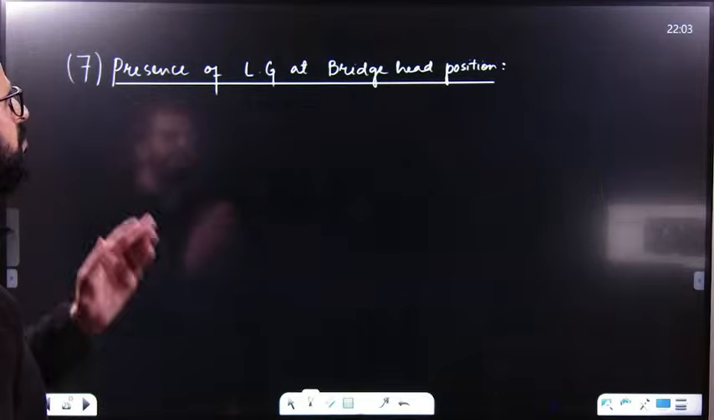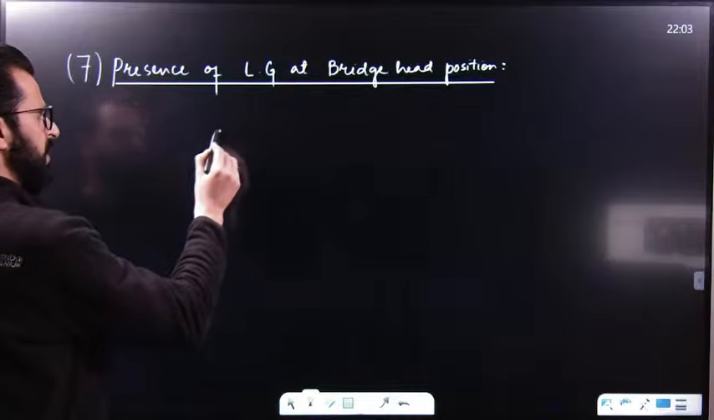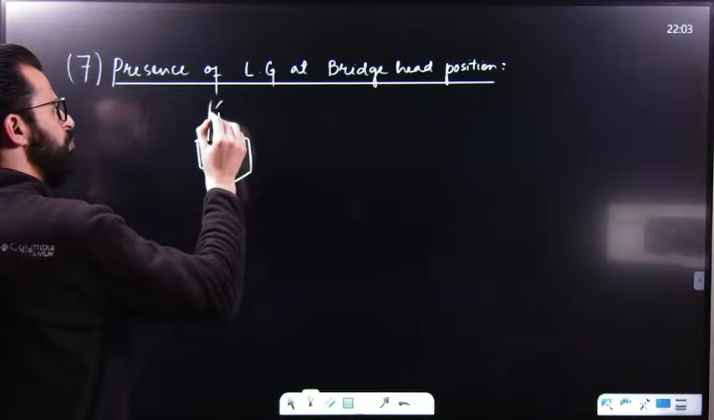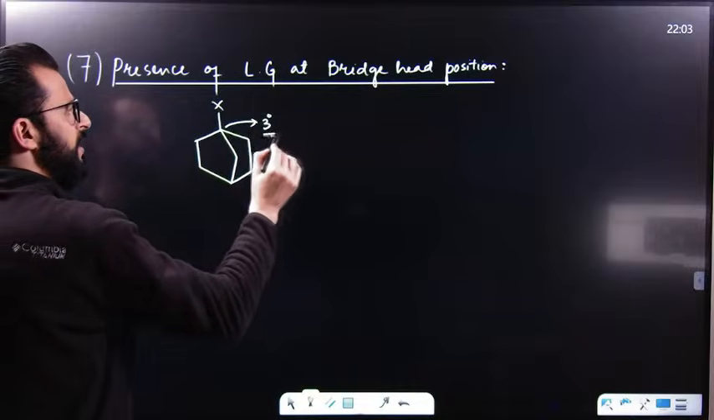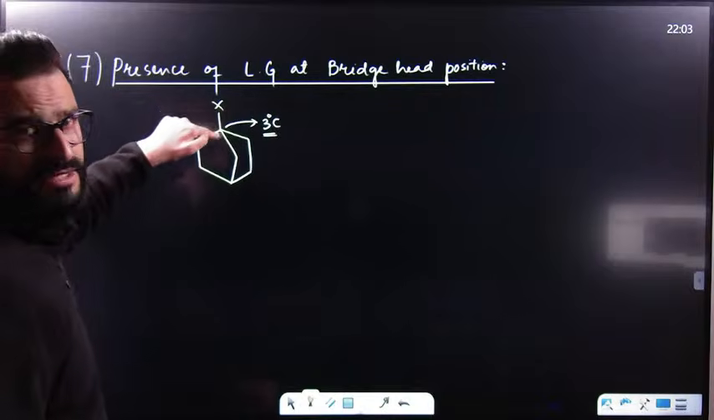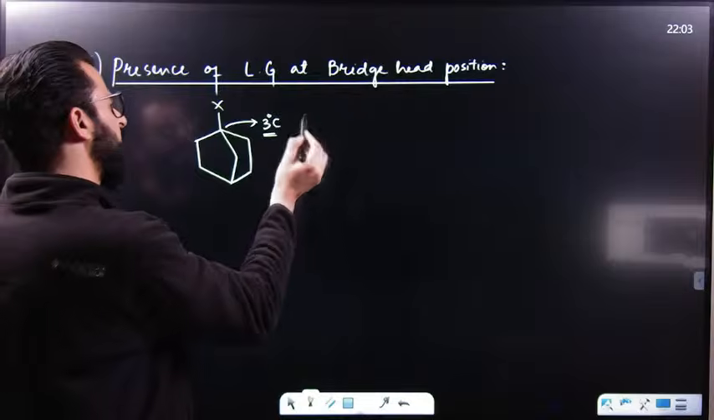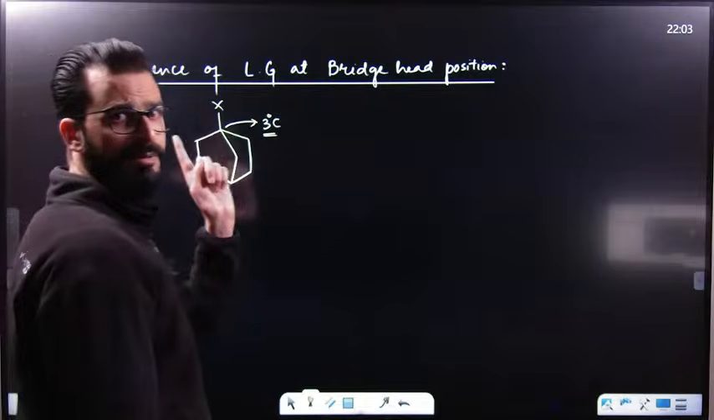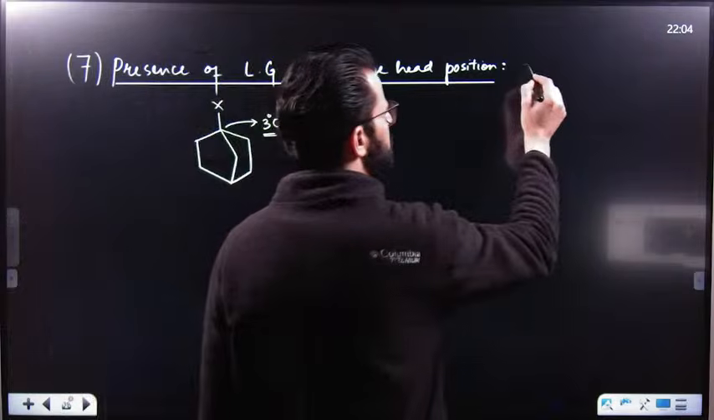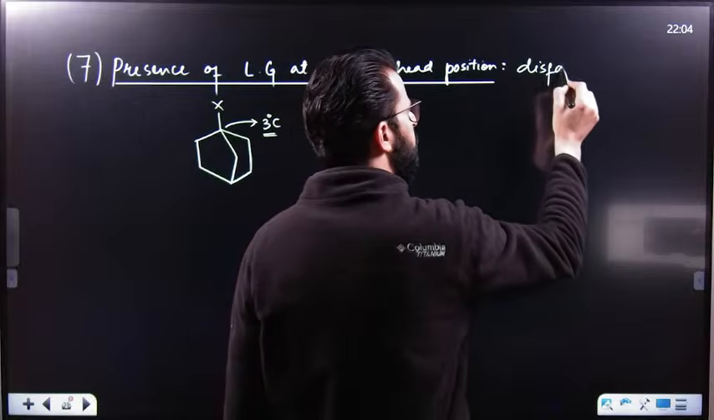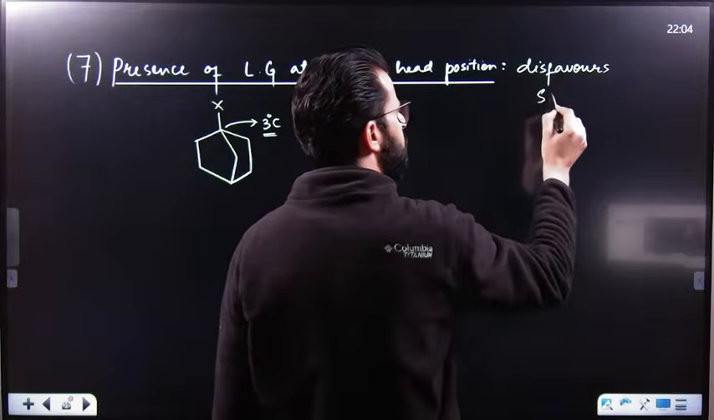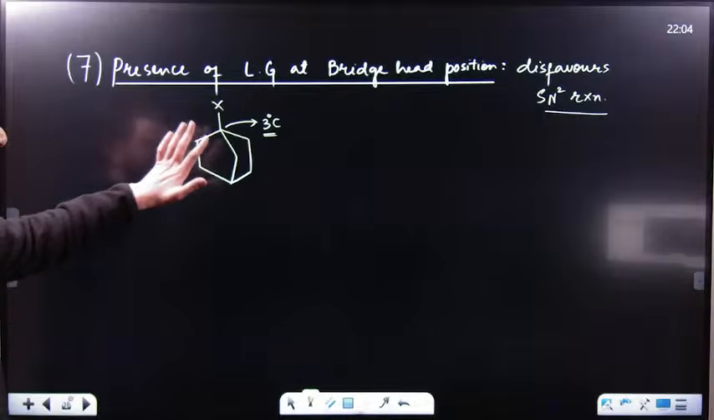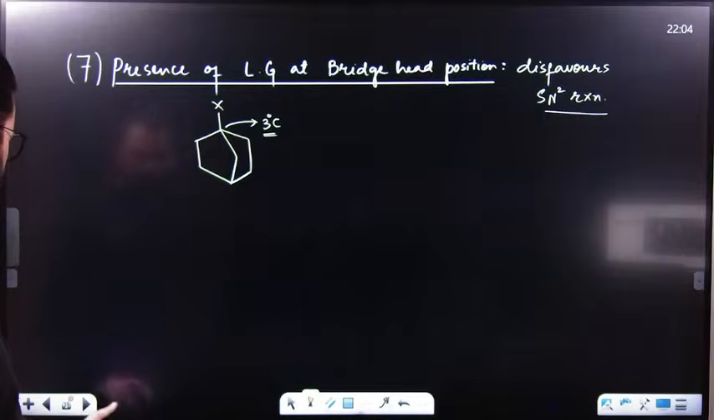Now, another is presence of leaving group at bridgehead position. Once again, have a look. Whenever you have a leaving group at bridgehead position, this is a tertiary carbon, or tertiary halide, and we know that to attack a tertiary carbon there will be more repulsion. That means the nucleophile will not attack the tertiary carbon as it will feel more repulsion. Hence, such a condition disfavors SN2 reaction. That means this will neither show SN1 nor SN2 reaction.